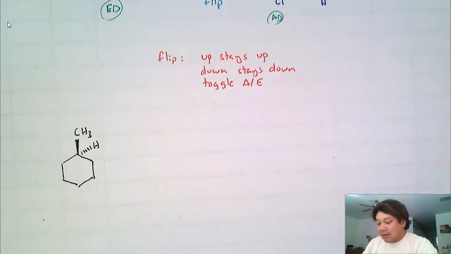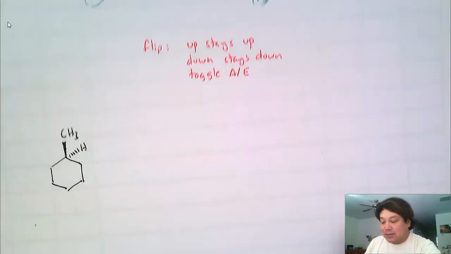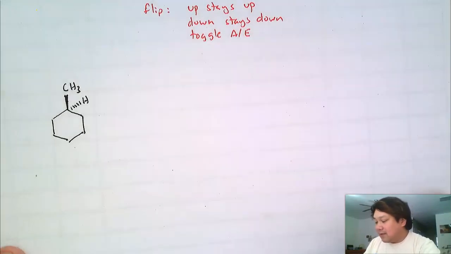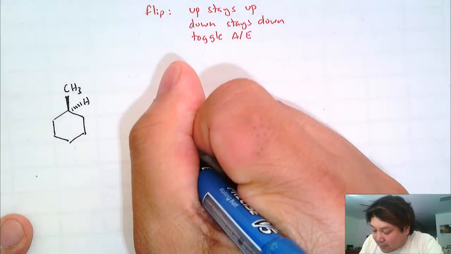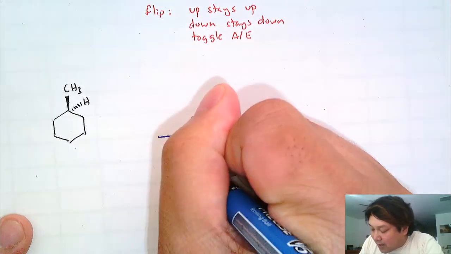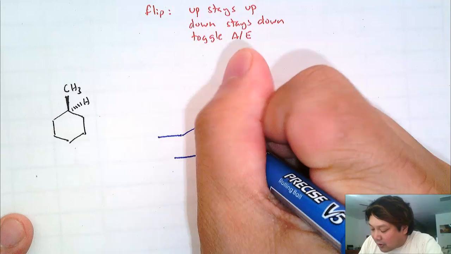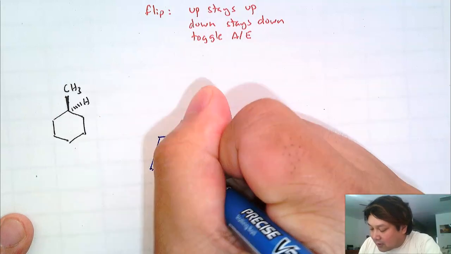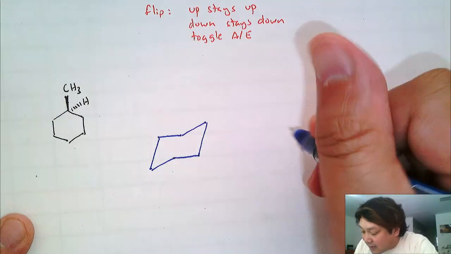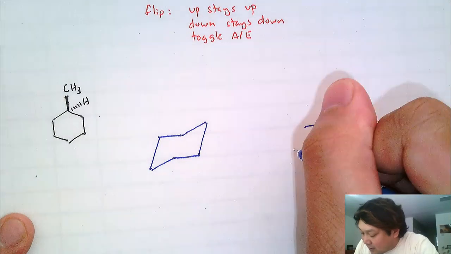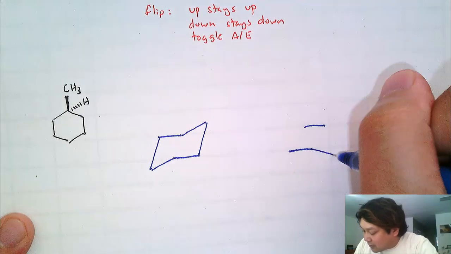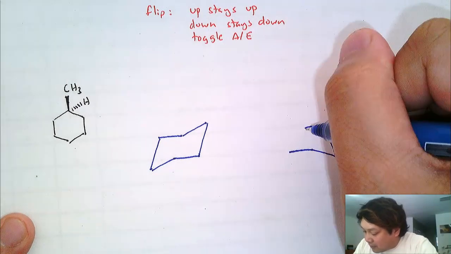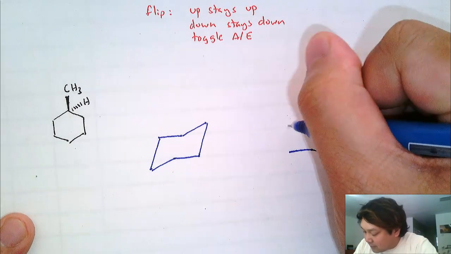Okay. Let's draw the two chair conformations. Okay. I know it only has one substituent, but let's see if our two chair conformations are identical or not. There will be times where the two chairs are identical in terms of how they look, in terms of their energy, etc. But let me draw the two chairs, and we'll verify whether they're identical or not.